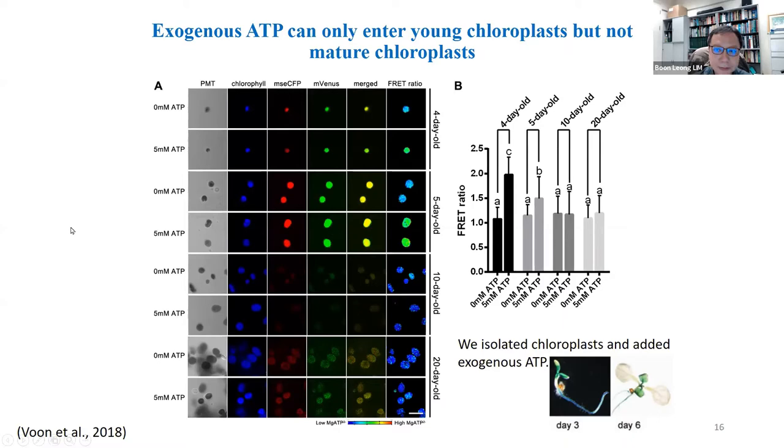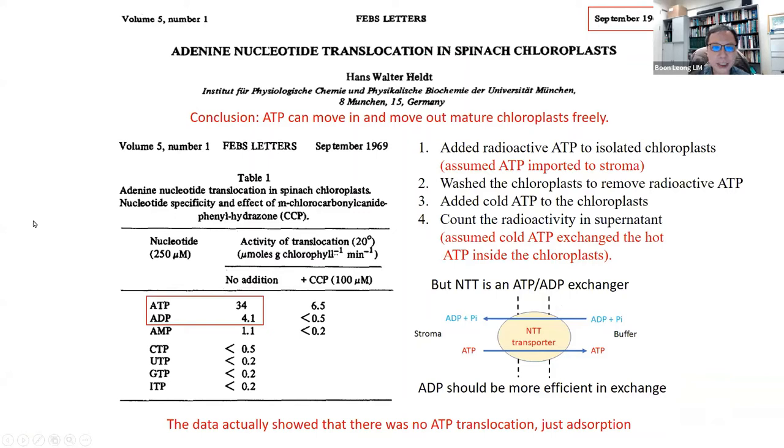So why do we have a contradictory result from this paper? We looked at this paper carefully, and this is what was done. First, mature chloroplast was isolated from mature spinach bought from a market, and then radioactive ATP was added to the isolated chloroplast, and he assumed that ATP had been imported into the stroma.